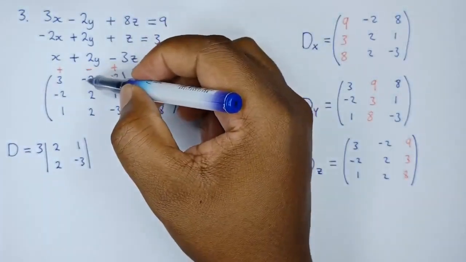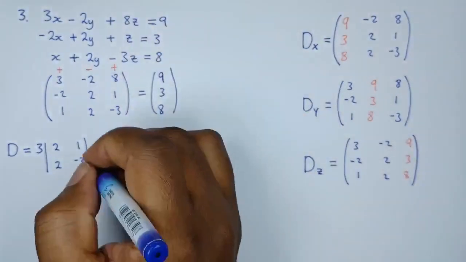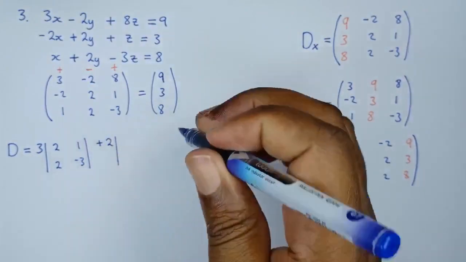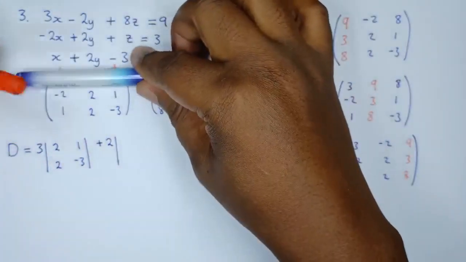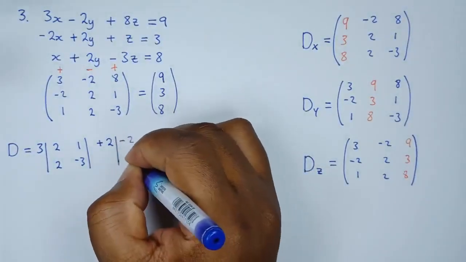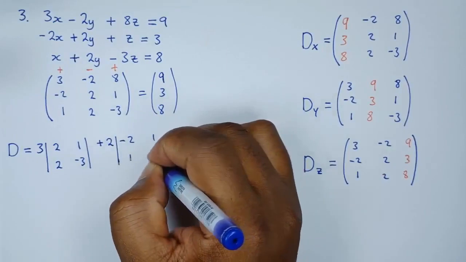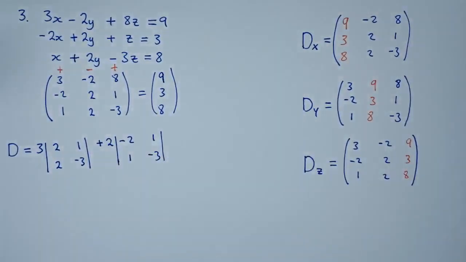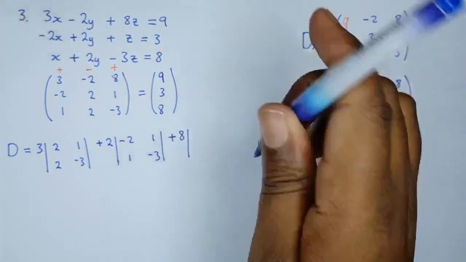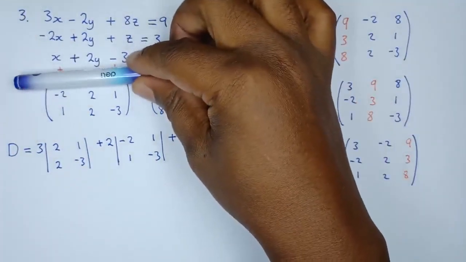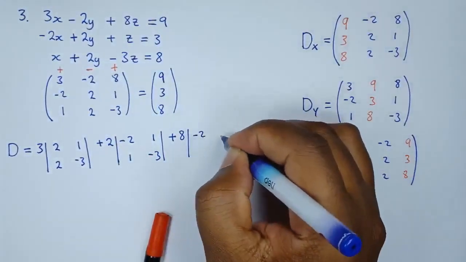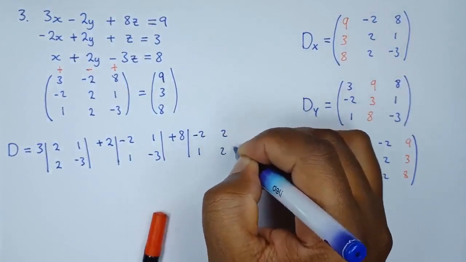The next value we're going to go to is a 2. But remember, this 2 has a negative, so it becomes a positive 2. So what will be the 2 by 2 formed? Everything except its row and everything except its column. So the remaining values will be negative 2, 1, 1, and negative 3, like that. Then lastly, plus 8. The 2 by 2 formed is everything except this row and this column, like that. So the 2 by 2 formed will be negative 2, 2, 1, and 2.